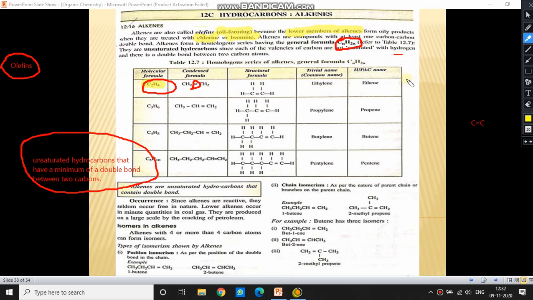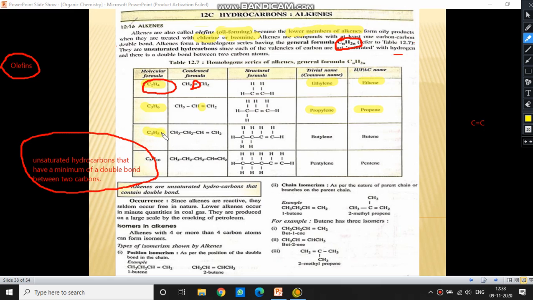Now, the common name of ethene is ethylene. Remember, ethene is the IUPAC name, and the trivial or common name is ethylene. Similarly, the next member is propene. This is the molecular formula. This is condensed, where you are showing the double bond and its position. The rest of the bonds you are not showing, such as the bond between carbon and hydrogen, but you show how many hydrogens are attached to each carbon. It is called propylene, and the IUPAC name is propene.